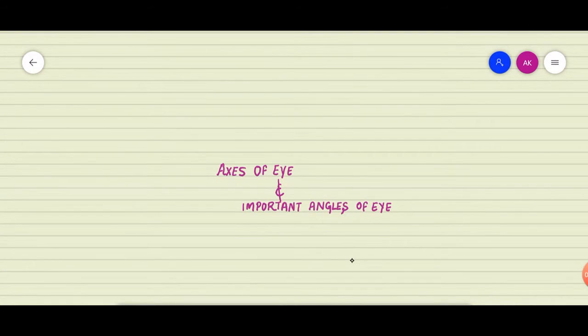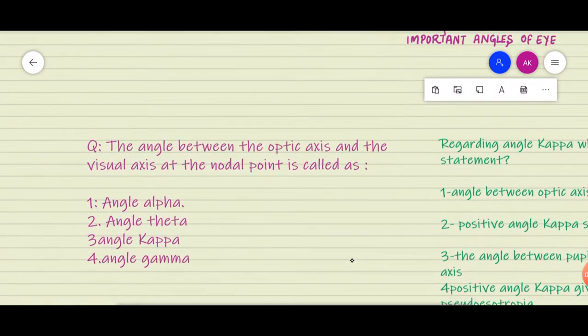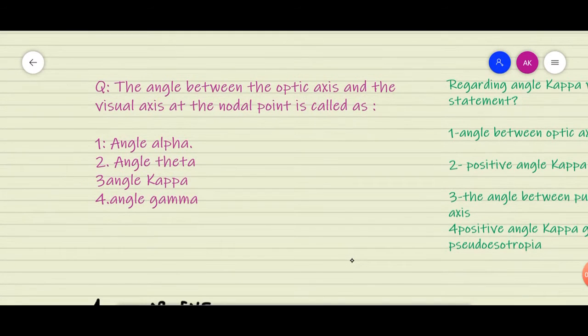This is Dr. Amrit, and today we are discussing a very important topic, that is axis of the eye and important angles which are present in the eye. And before I go into the topic, I would like to ask you a few questions.